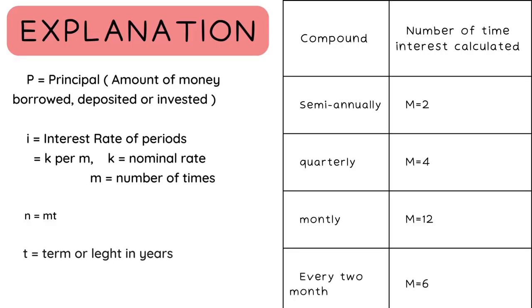The explanation about the formula. P stands for principal, the amount of money borrowed, deposited or invested. I stands for interest rate per period, K per M, where K is the nominal rate and M is the number of times interest is calculated per year. N equals M times T. T is the term or length in years. On the right of the slash is the schedule of compounding and the number of times interest is calculated.